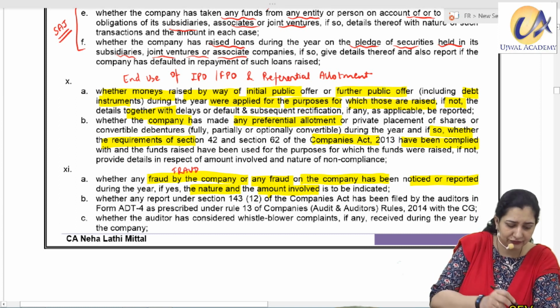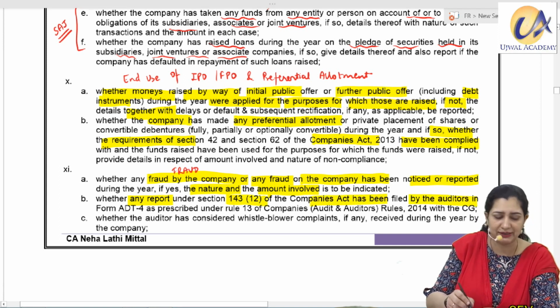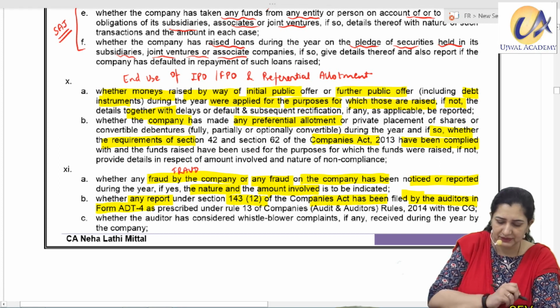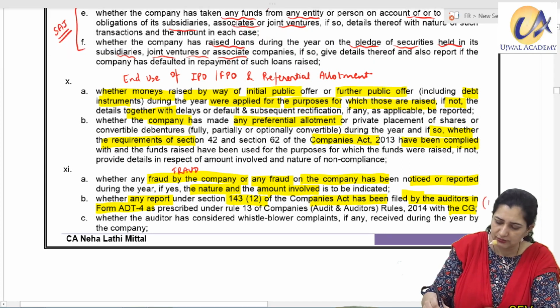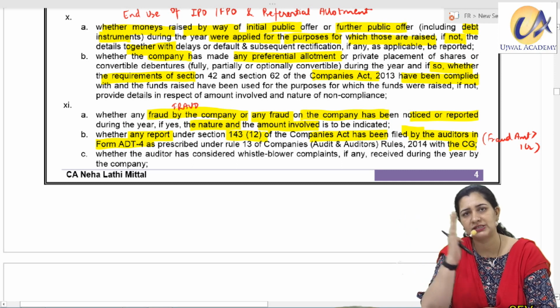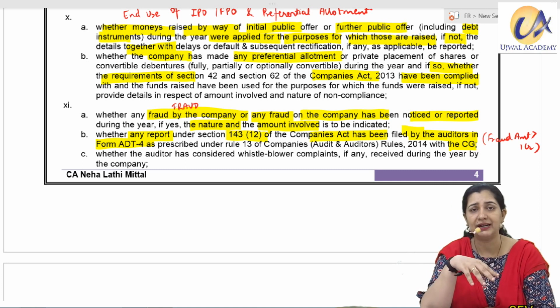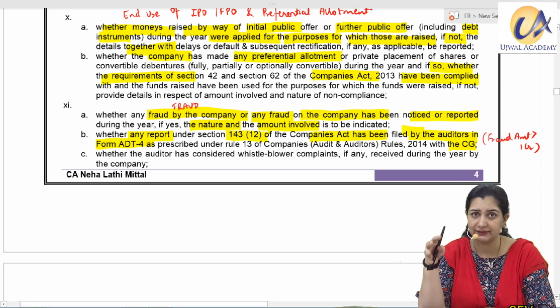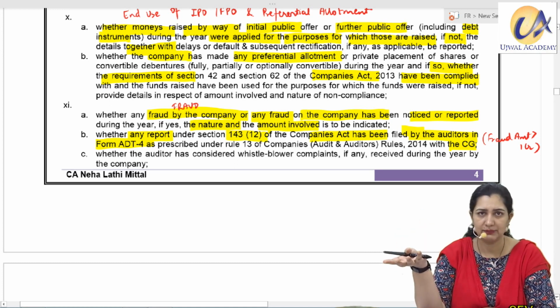Not only that, if any report under 143(12) was to be filed by the auditor with CG. Remember, ADT-4, you are filing with CG when the fraud amount is more than 1 crore. Then you file with the central government in form ADT-4. We have seen the whole procedure, how it is filed from 143(12) to 143(15), as per rule 13. So if the amount of fraud is more than a crore and it has been filed with the central government, we need to report about that here.